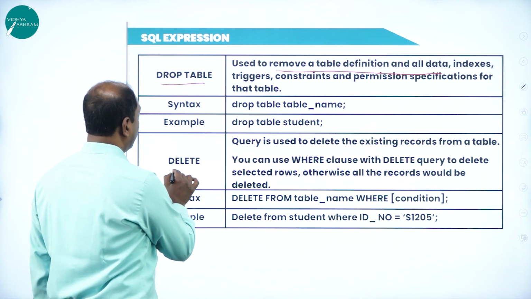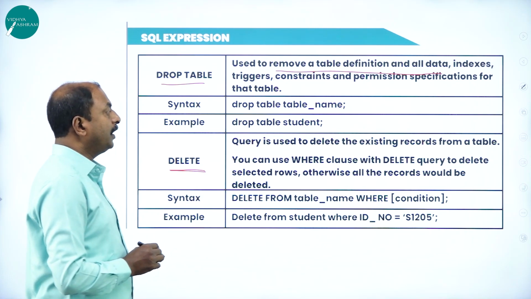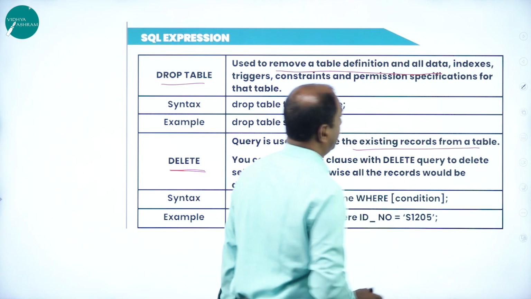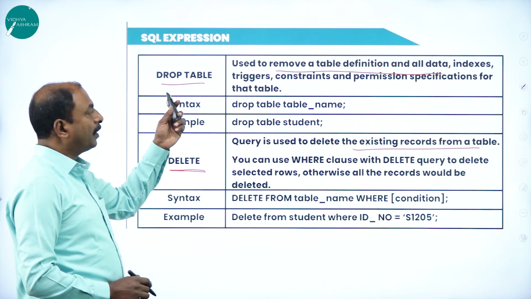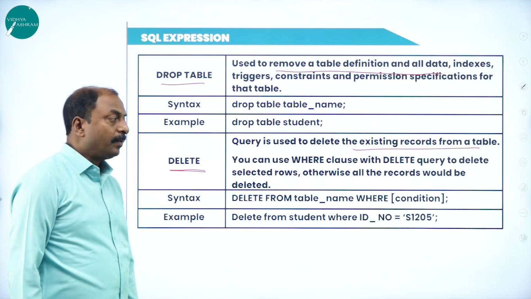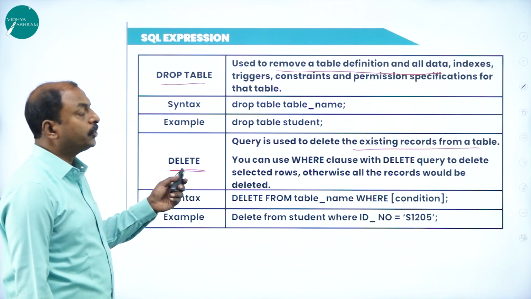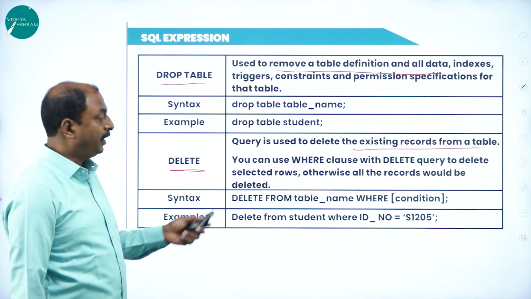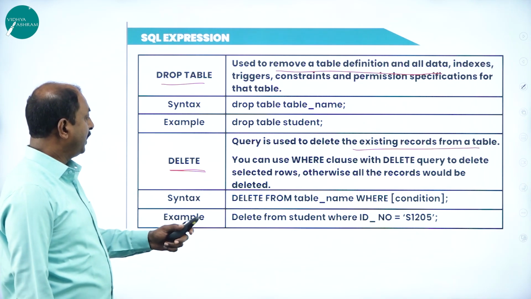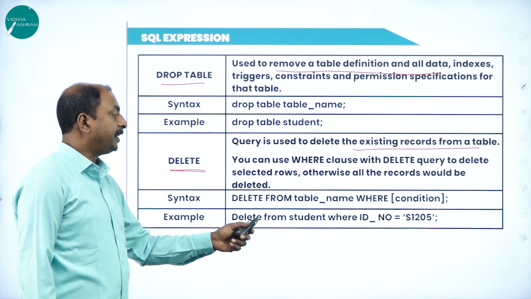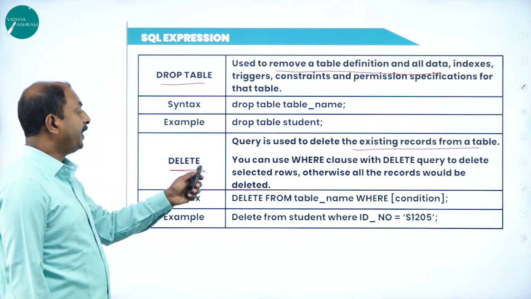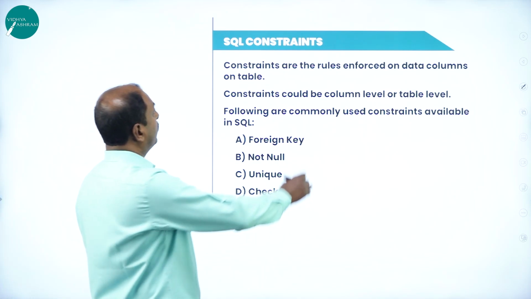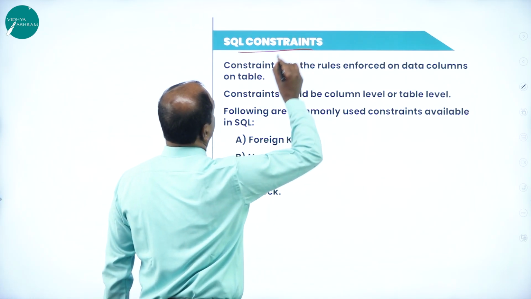Again, the delete command. So what is the delete command? It is used to delete an existing record from the table. Here the drop command is used to remove the table, but the delete command is used to remove a particular record from the table. So this is the syntax here, and here is an example of the delete command. In the next slide, we will go for SQL constraints.